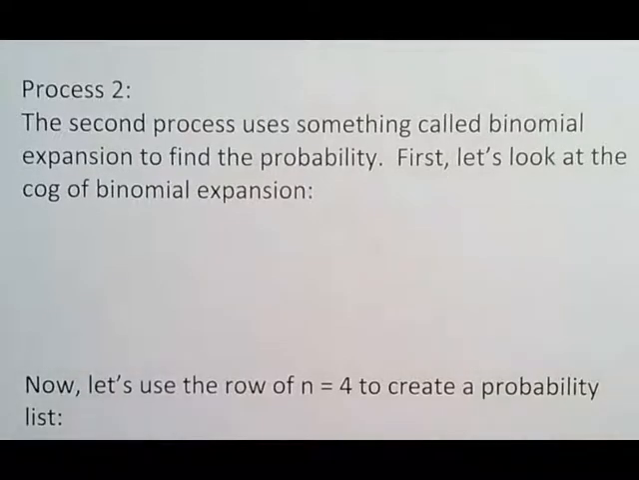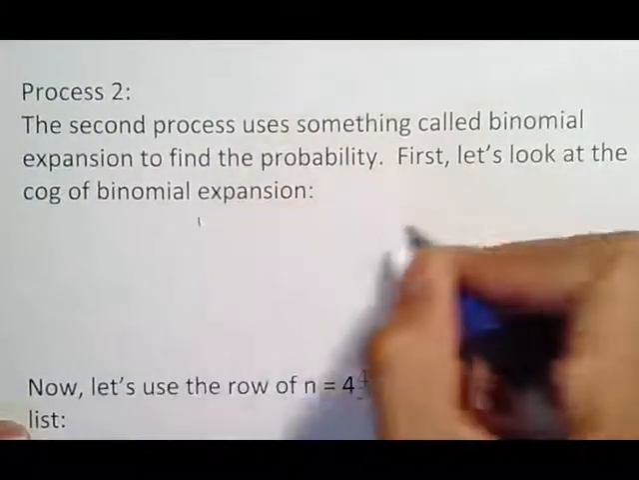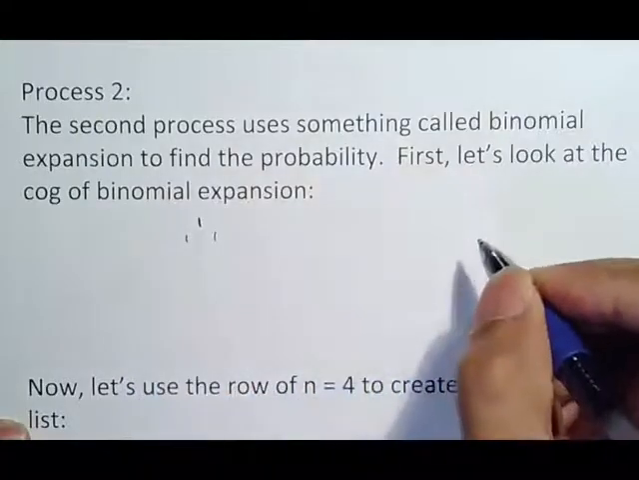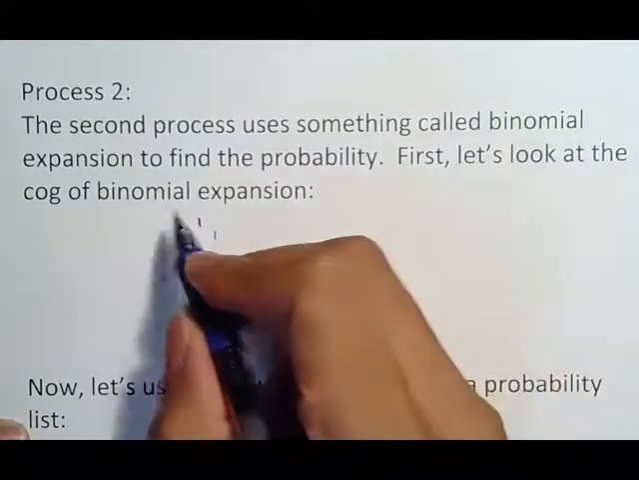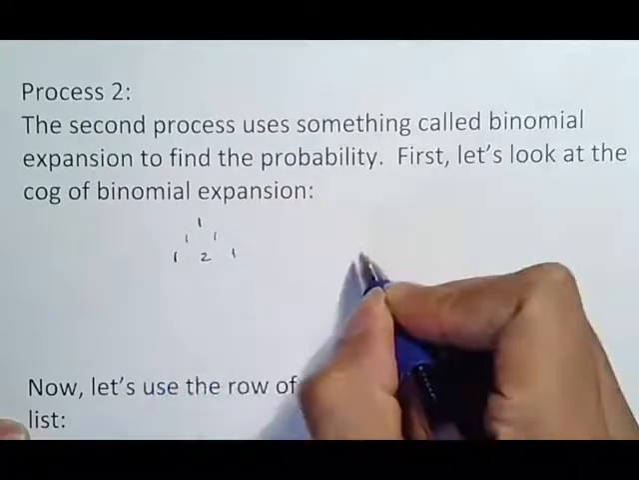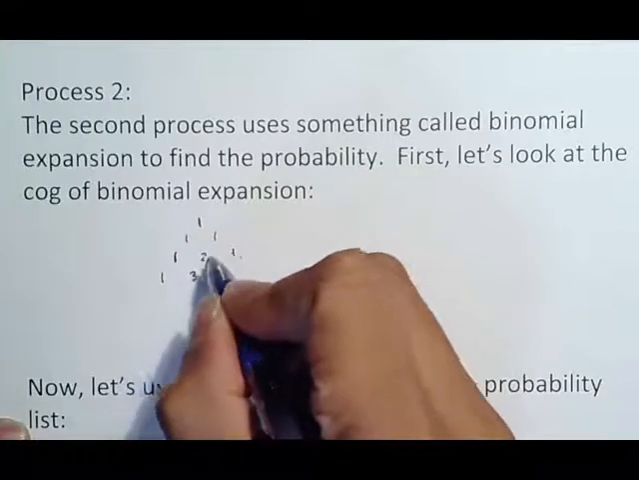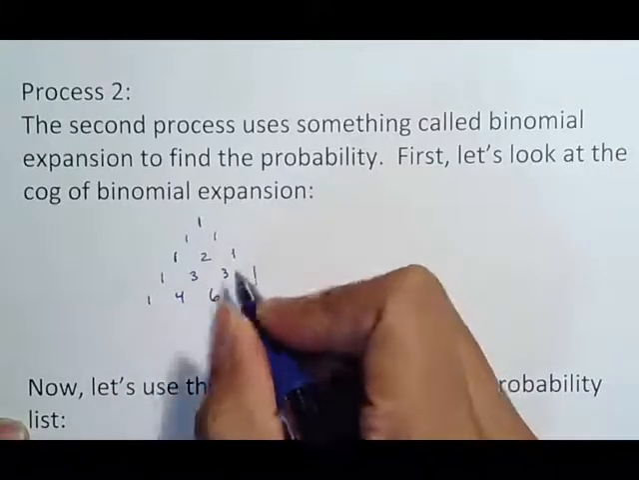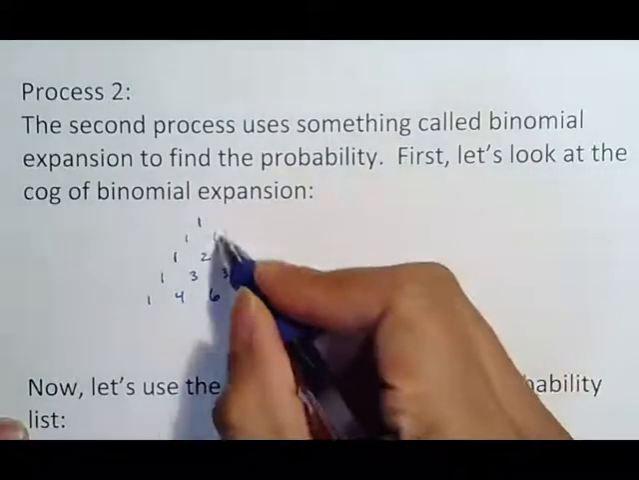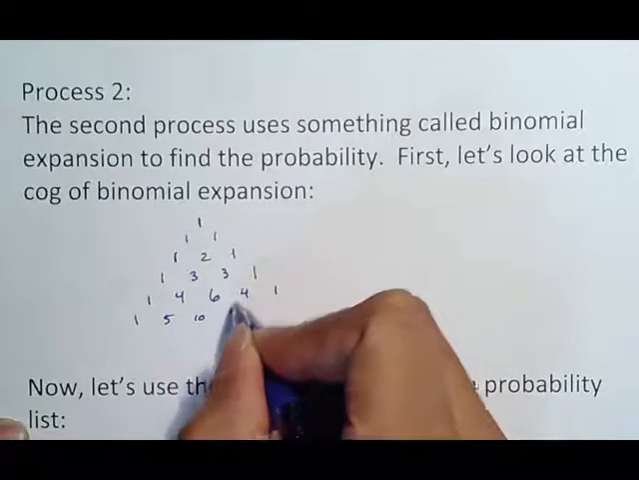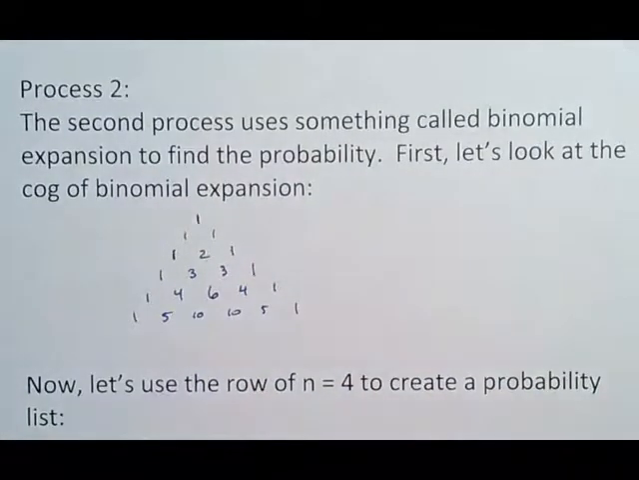The second process uses something called the binomial expansion to find the probability. First, let's look at the cog of binomial expansion, which I think they call the Pythagorean triangle. I have no clue what they call this, but I do know that you should have seen it before, and if not, welcome to a funny, useful math trick. You start with a 1 at the top, you then surround that with 1s, and in your next row you put a 1 on the outside, add up these 2 numbers, and end with a 1. You then start with a 1 on the outside, add these 2 numbers, add these 2 numbers, and end with a 1, and you continue this process all the way through.